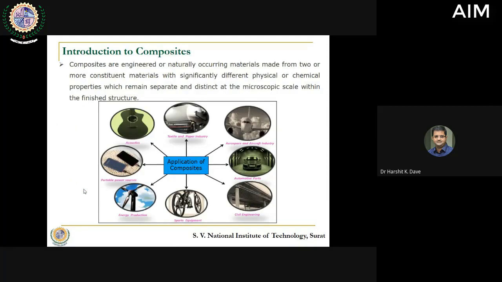As we know, composites are engineered or naturally occurring materials which are made from two or more constituent materials. Now these materials have significantly different properties, and when they are combined together as a single part, they remain separate and maintain their distinct identity at the microscopic level. However, with the combination of these two different materials, we get a new material which exhibits some of the finest properties of both the constituent materials. So such a material is known as a composite.